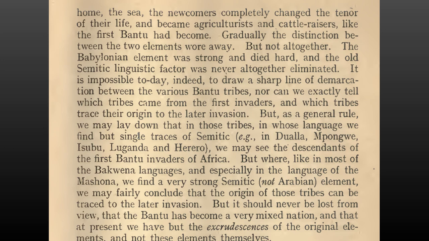It is impossible today, indeed, to draw a sharp line of demarcation between the various Bantu tribes, nor can we exactly tell which tribes came from the first invaders and which tribes traced their origin to the latter invasion. But, as a general rule, we may lay down that in those tribes in whose language we find but single traces of Shemitic, e.g. in Douala, Mpongwe, Isubu, Luganda, and Herero, we may see the descendants of the first Bantu invaders of Africa. So he calls the Bantu Shemitic invaders of Africa.